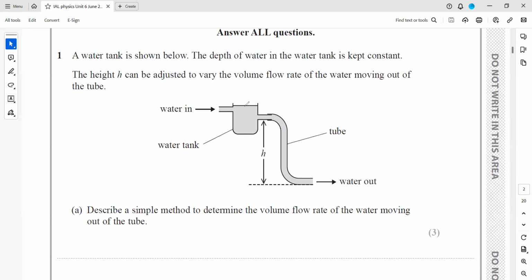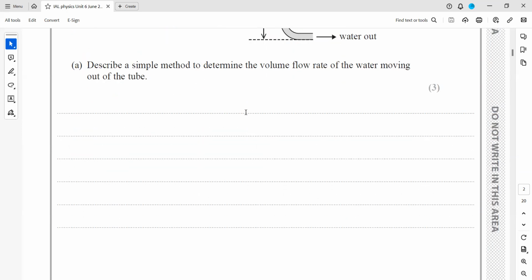Also, the depth of the water in the tank affects the volume flow rate, but that we cannot change. As mentioned in the beginning, the depth of the water is kept constant, so it cannot be changed. The only thing which can be changed is the height. So if we want to find a relation between the volume flow rate and the frequency, we have to change the volume flow rate. So how can we change the volume flow rate? By changing the height.